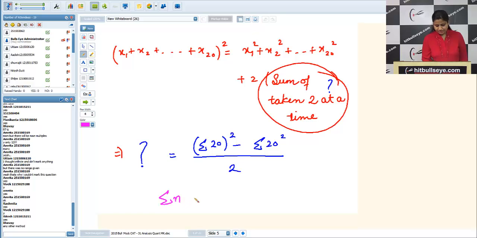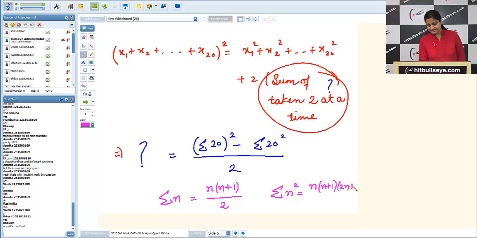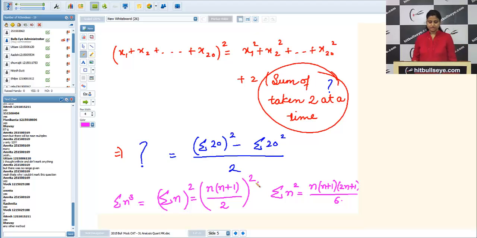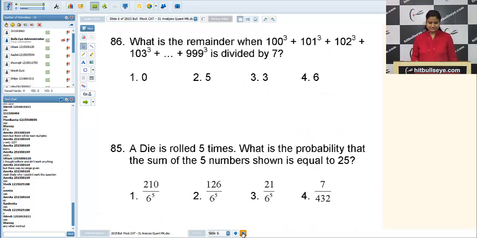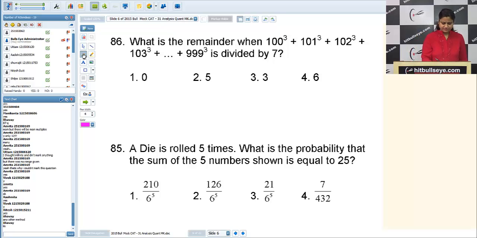Sigma n, Bhavya, I don't have any other approach. Sigma n is n into n plus 1 divided by 2. Sigma n square is n into n plus 1 into 2n plus 1 divided by 6. And what is sigma n cube? This is this. These 3 formulas are very important. Is it okay? Okay, let us move. Question number 86, easy, very easy.